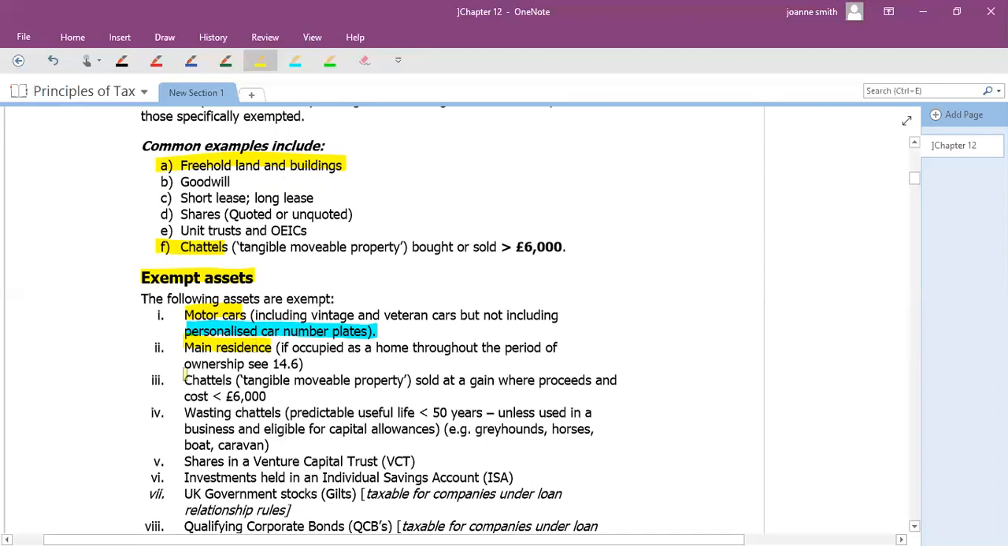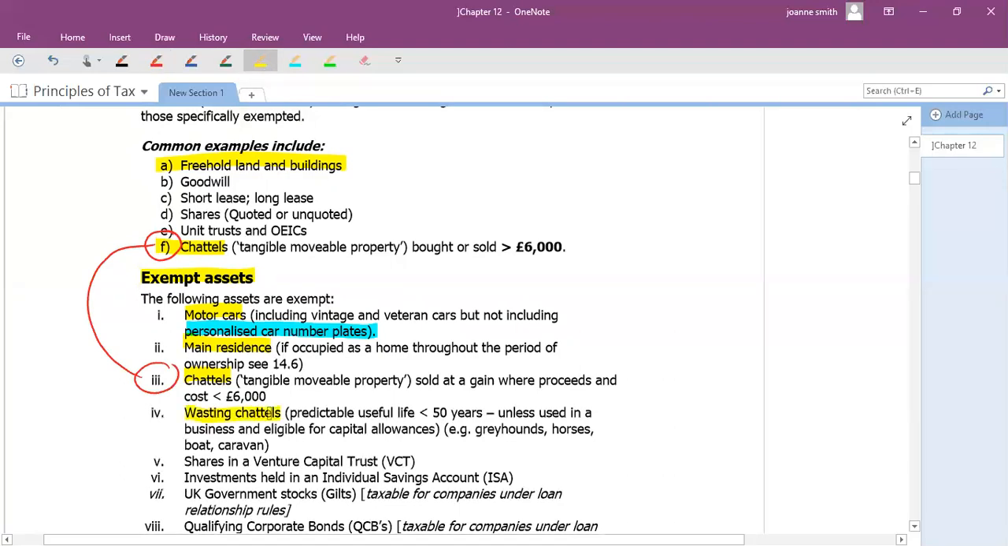Then we've got the chattels. So this links to what we had above. Chattels above 6,000, if we buy and sell them, are chargeable, but below are exempt. If I've got a small, cheap piece of jewellery that I sell, I suppose it may not necessarily be cheap, but I buy and sell it for less than £6,000, the taxman's not going to be chasing after us for the capital gains tax. Whereas if it was an antique piece of jewellery that was worth a lot of money, then they would be interested.